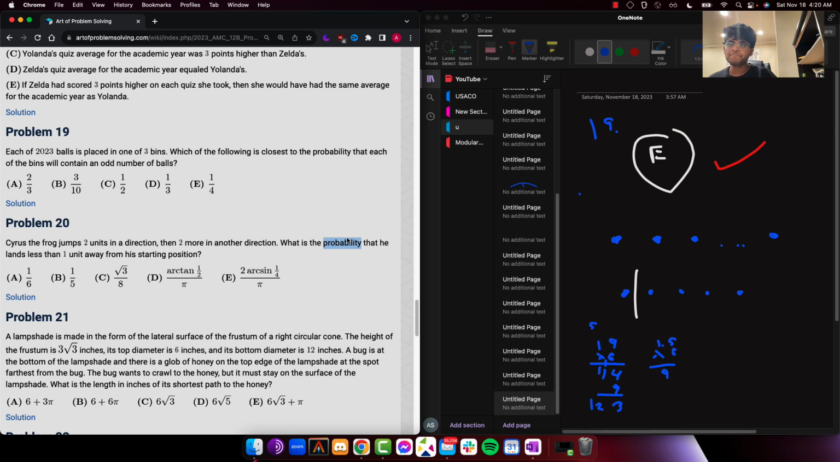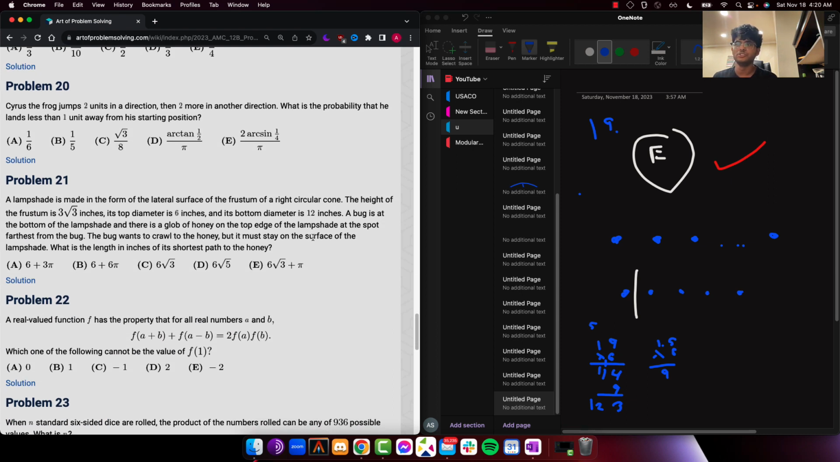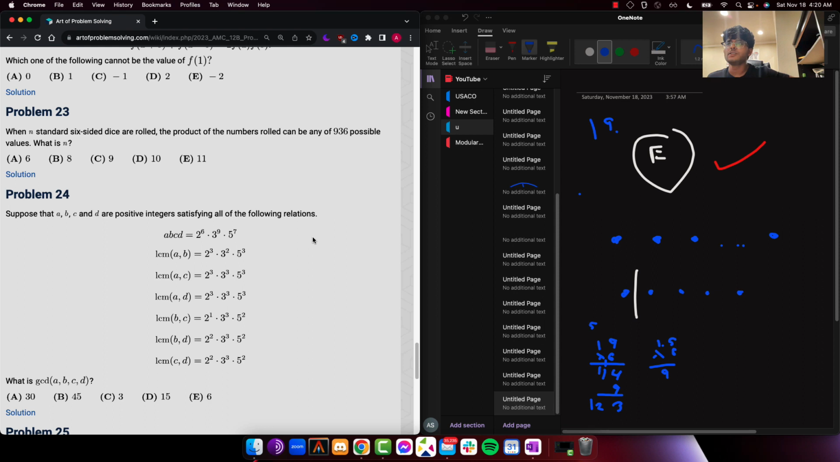Problem 20 again, not a bad problem. Not the best problem either, but the first part of this problem is you draw the diagram and you look at the area, and then you realize it's just a geometry problem at the end of the day, and then you find the area and you do the geometric probability thing. The other things I don't think I attempted.